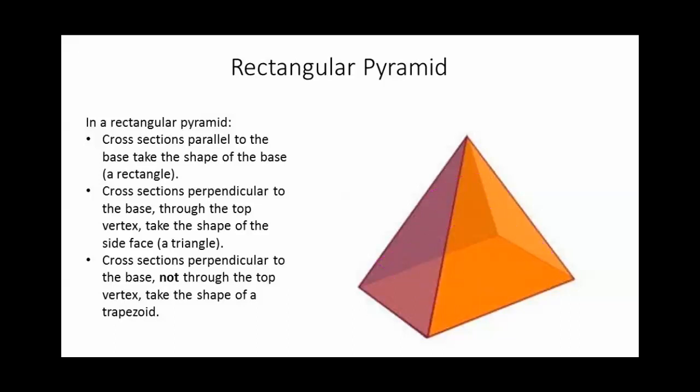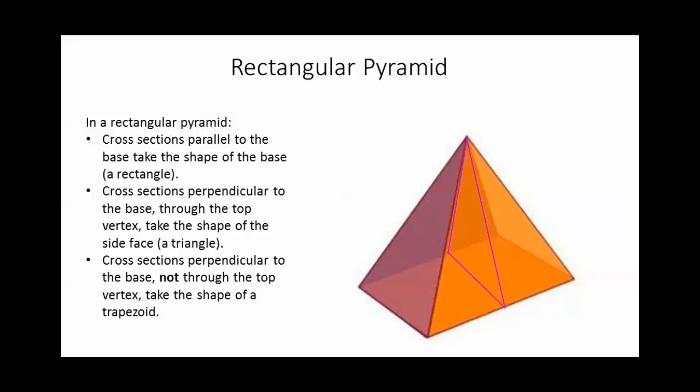If we were going to go straight through the vertex, the very top of the pyramid, and cut, you're going to notice that you end up with a triangle. It's going to be the same shape as the side face, a triangle, it's just not going to necessarily be congruent.